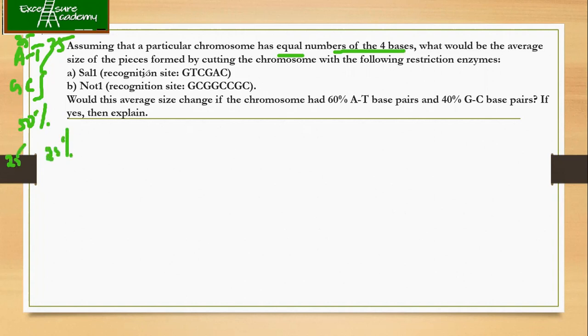Keeping this in mind, what the question is asking is the average size of the pieces if the chromosome is cut by these restriction enzymes. We have got 1 and 2. SalI is there. How many base pairs are there? There are 6 base pairs. If you have seen the previous video, then you know how we need to calculate. The probability of occurrence of each of these bases among the four is going to be 1/4. So we have here G, T, C, G, A, C.